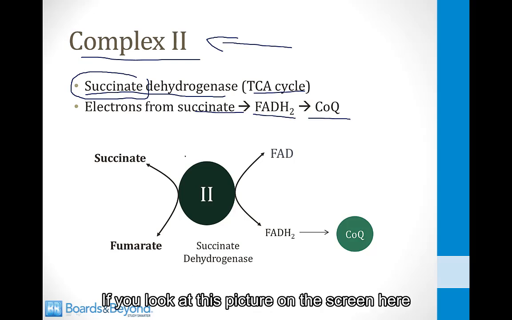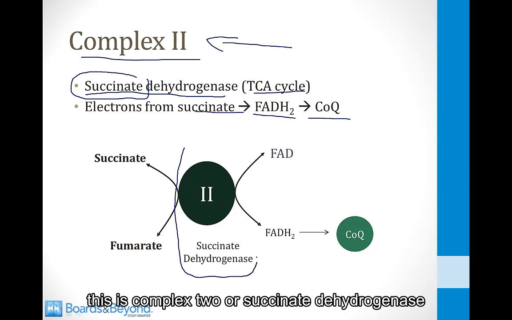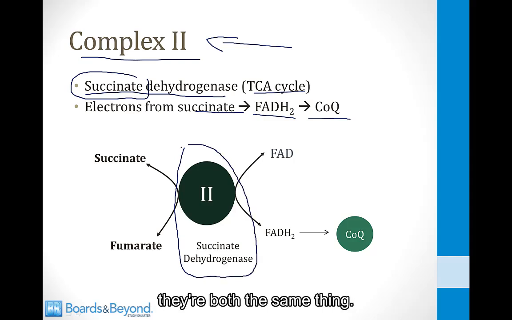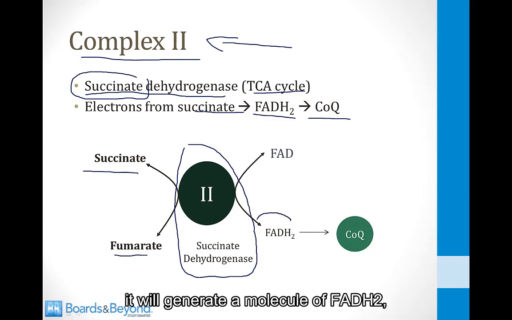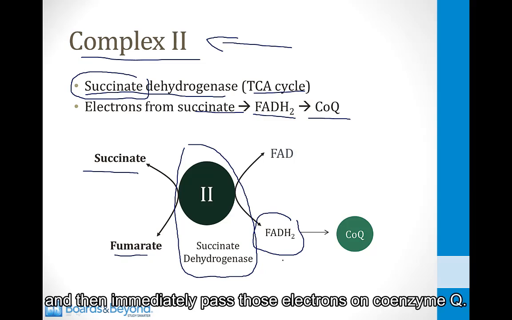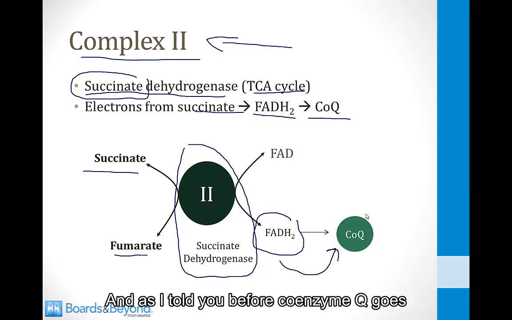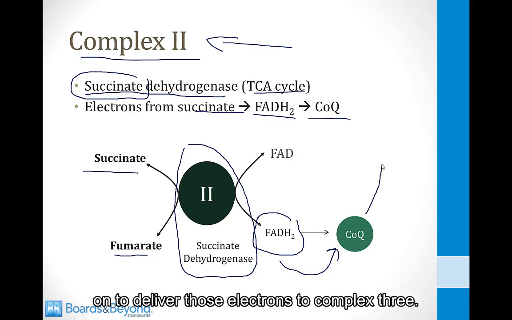If you look at this picture on the screen here, this is complex 2 or succinate dehydrogenase. They're both the same thing. It will convert succinate to fumarate, and in doing so, it will generate a molecule of FADH2 and then immediately pass those electrons on to coenzyme Q. And as I told you before, coenzyme Q goes on to deliver those electrons to complex 3.